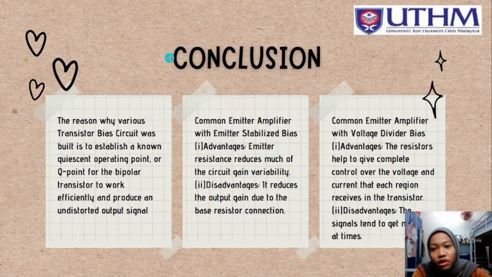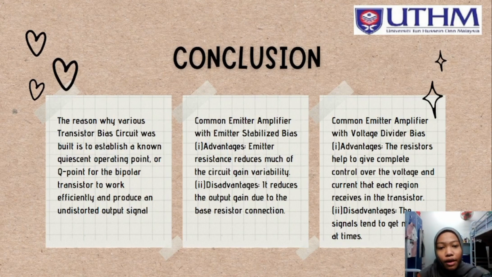Okay, next we continue the presentation with the conclusion. The reason why various transistor bias circuits were built is to establish a quiescent operating point, or Q point, for the bipolar transistor to work efficiently and produce an undistorted output signal.